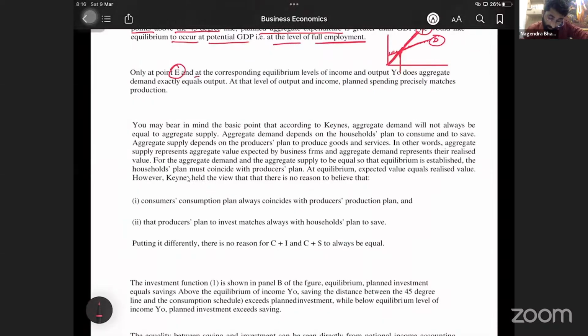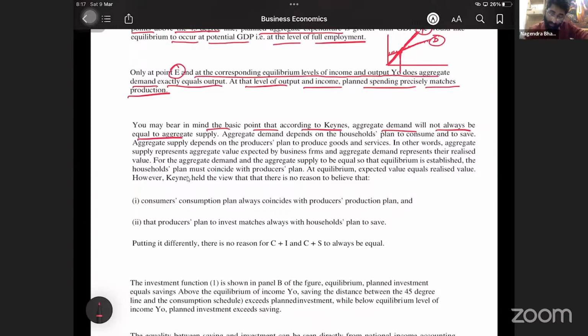At the corresponding equilibrium levels of income and output, Y, aggregate demand exactly equals output. At that level, planned spending precisely matches production. Whatever is produced is equal to whatever is demanded. Bear in mind the basic point that according to Keynes, aggregate demand will not always be equal to aggregate supply. In reality, it may not happen.